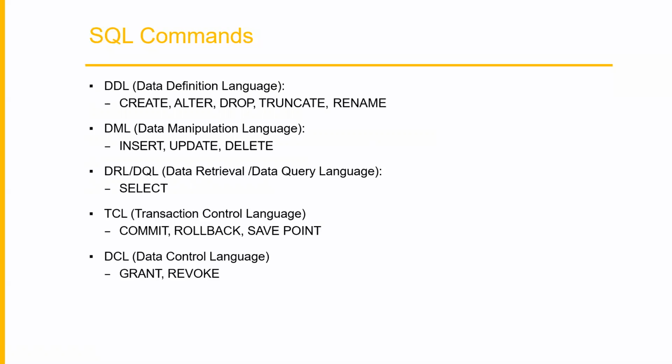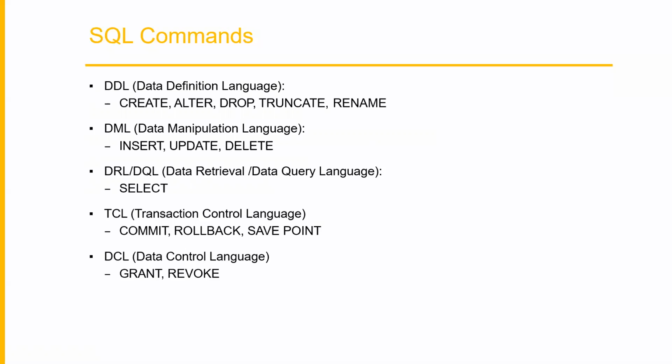And then truncate. Truncate is used to remove the rows from the table. Then rename. Rename is used if you wanted to rename a column or a table, so we can use rename. All these are a group of commands which come under data definition language.